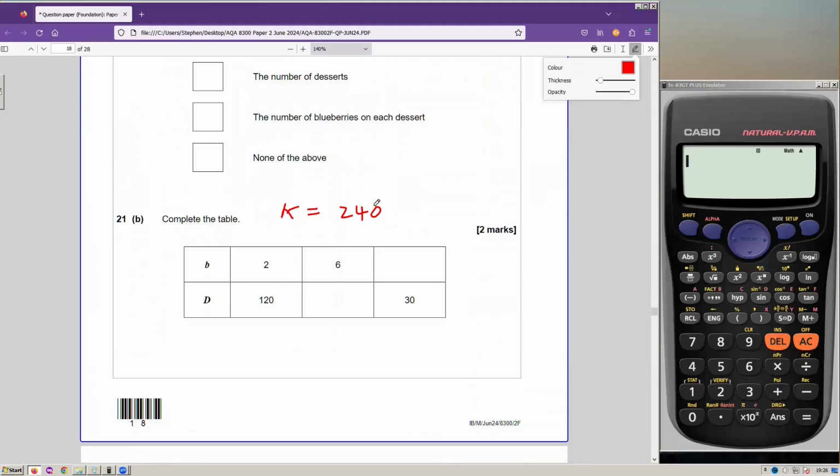So now we can say for this one, if you're going to put 6 blueberries on, you go 6 divided into 240. 6 into 24 is 4. You can get 40 desserts. That's right. And then the other way around, if you've got 30 desserts, you divide 30 into 240. Well, 3's into 24 is 8.